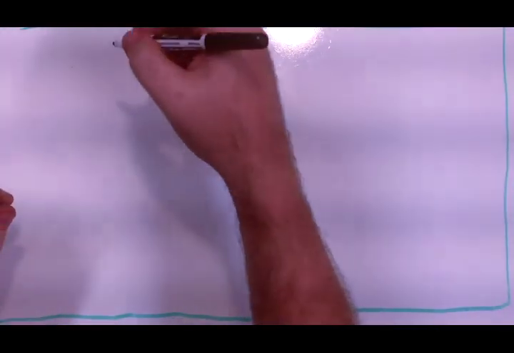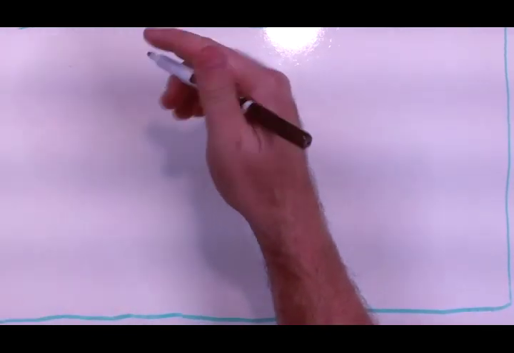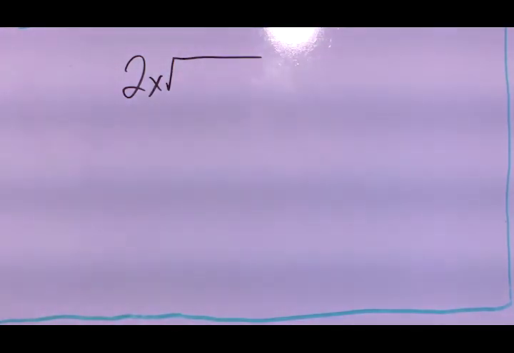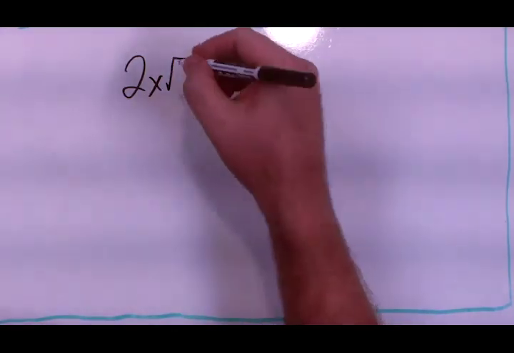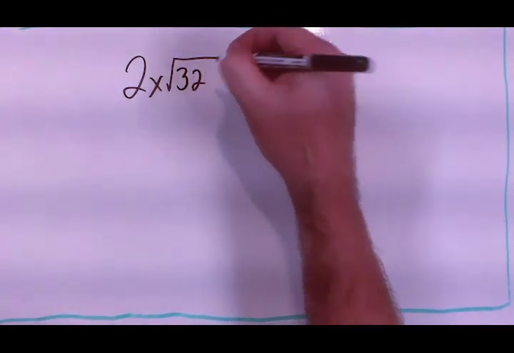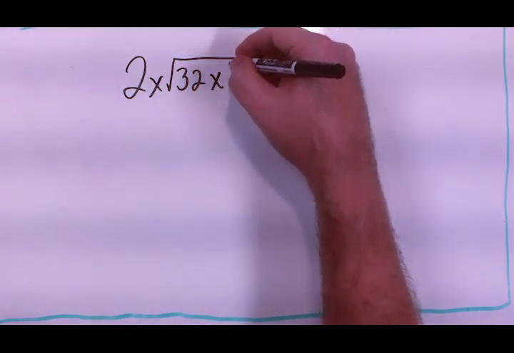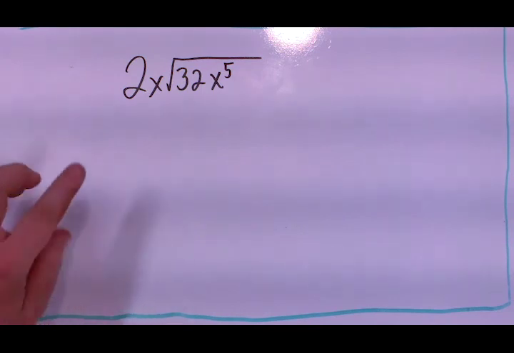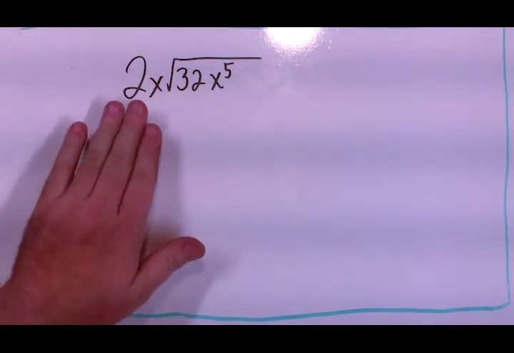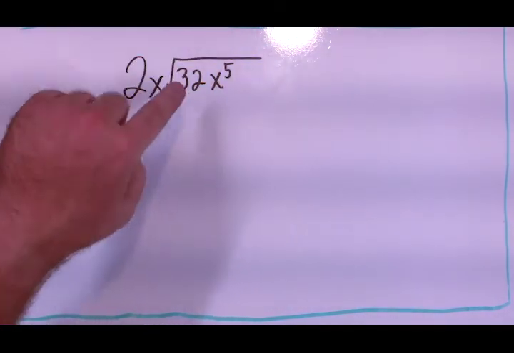If you have a radical and it has a number out front, so let's say we had 2x and then the square root of 32x to the fifth. Don't worry about this 2x in front. It's going to stay in front. We're going to treat this just like we did all the others.